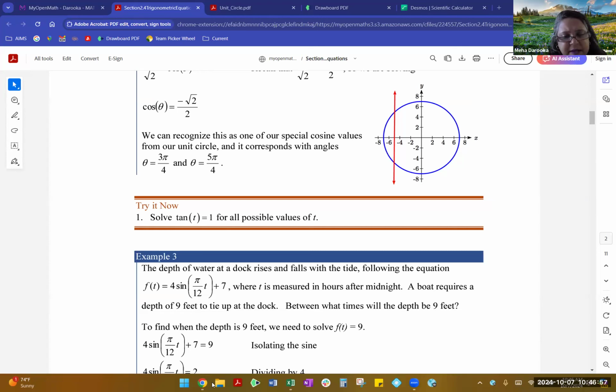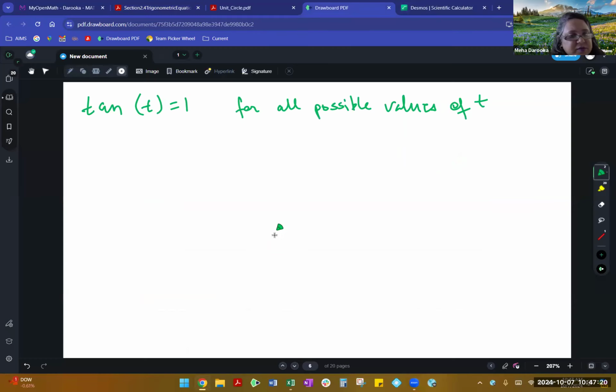Okay, I'm seeing some answers coming through. So yeah, remember, Mickey, tangent should be equal to 1, right? And you're trying to find what the angle measurement will be when tangent equals 1. And then Andrew, looks like you've got an answer for me there. Okay, let's take a look. All right, so tangent of t is equal to 1 for all possible values of t.